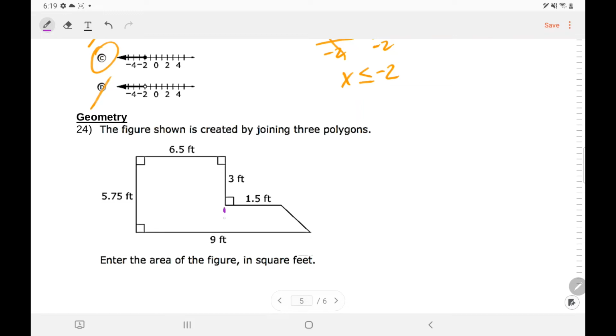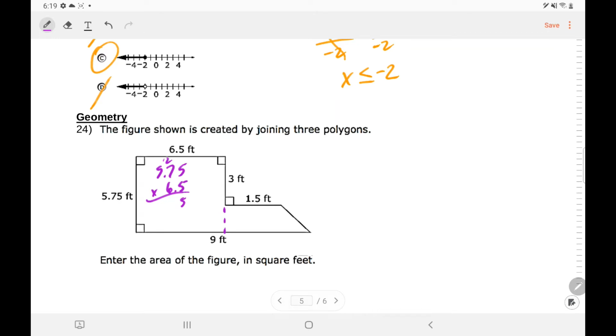I think I'm just going to make a single cut to have 2 different shapes, a rectangle and a trapezoid. So for this rectangle, we take the base times the height. Our base is 6.5, and our height is 5.75. So let's multiply the two.